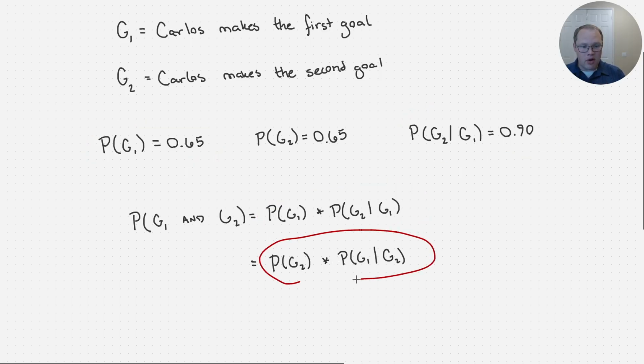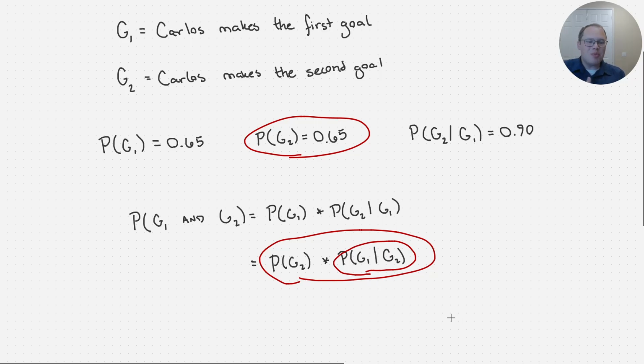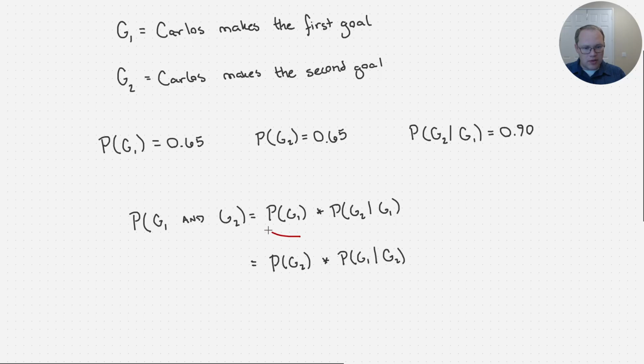We do not have all the pieces to use this formula right away. We know probability of G2, but we don't know probability of G1 given G2. So that would mean we'd have to put in some extra work to find this probability first. And we'd rather not do that. Okay? So we are going to use this first formula here and not this formula, just because we don't have all the pieces already. This is the easier formula to use.